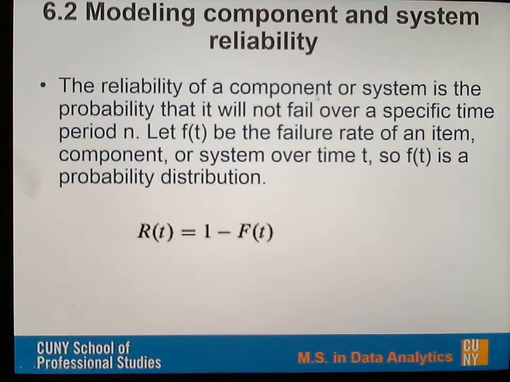If we want to model a system and we want to measure the reliability of the system, then let ft be the failure rate of an item, component, or system over time t, so ft is the probability distribution function, then we can use Rt to model the reliability of the system.